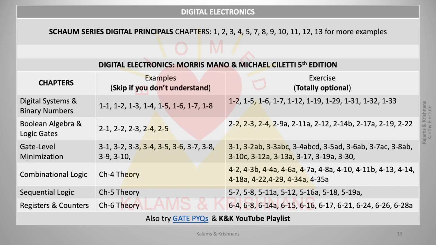On top of that, you also need more illustrated theory as well as examples. I suggest Digital Electronics by Morris Mano. For each chapter, the examples that are very useful, as well as the worked out exercises in the book, are listed down here. On top of this, we have GATE PYQs, and we also have curated a nice list of playlists for digital electronics.